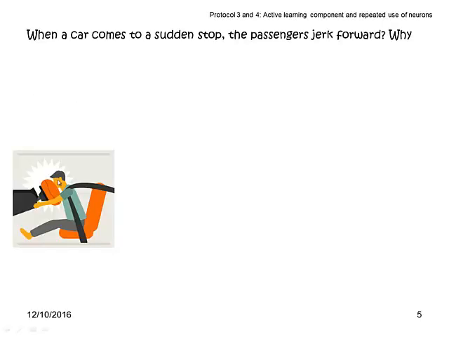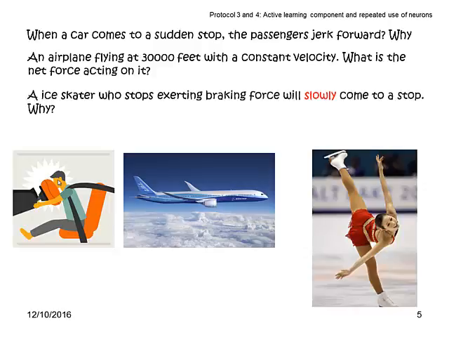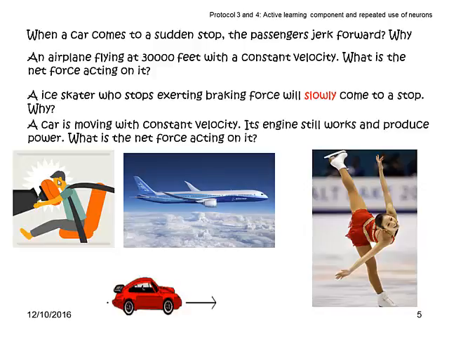An airplane is flying at 30,000 feet with a constant velocity. What is the net force acting on it? An ice skater who stops exerting braking force will slowly come to a stop. Why? A car is moving with a constant velocity. Its engine still works and produces power. What is the net force acting on the car?